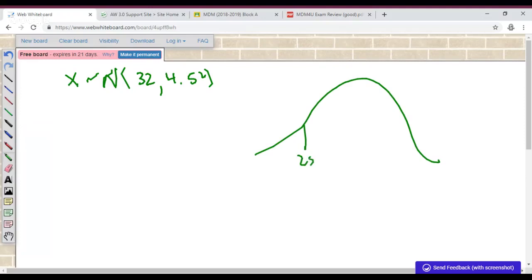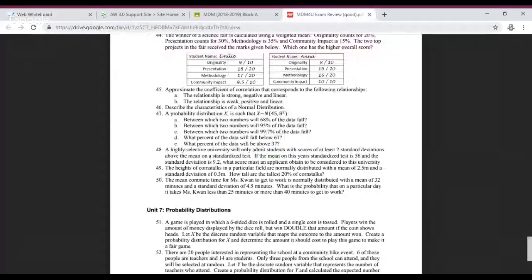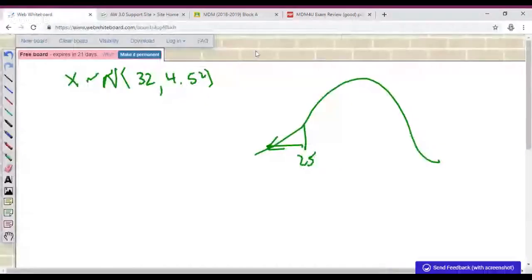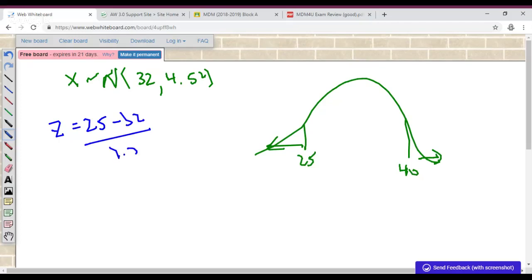So less than 25, so I want this data, or more than 40, so I want this data. So I have to do two separate things and add them together. So less than 25, Z-score 25 minus 32 over 4.5. Look up that Z-score. Oh, do I have a Z-score table?